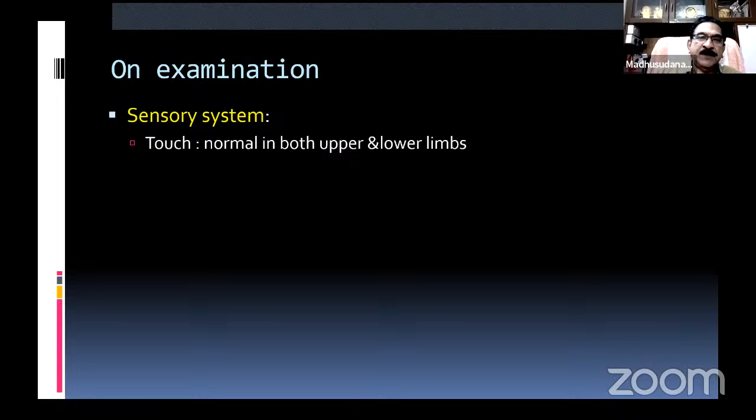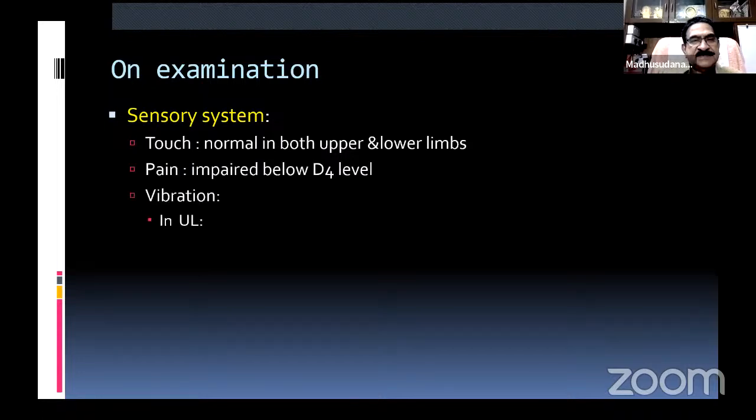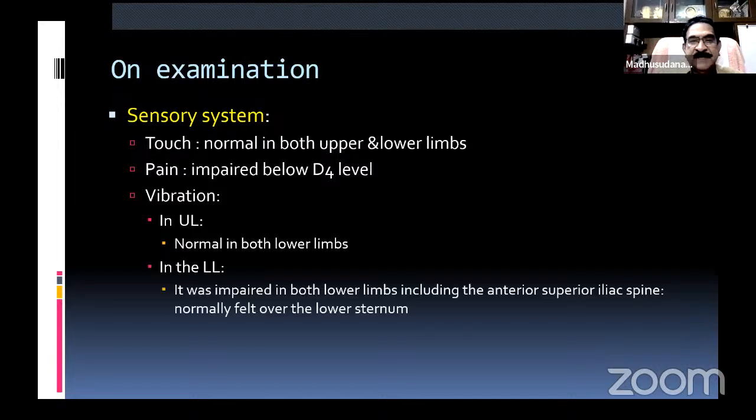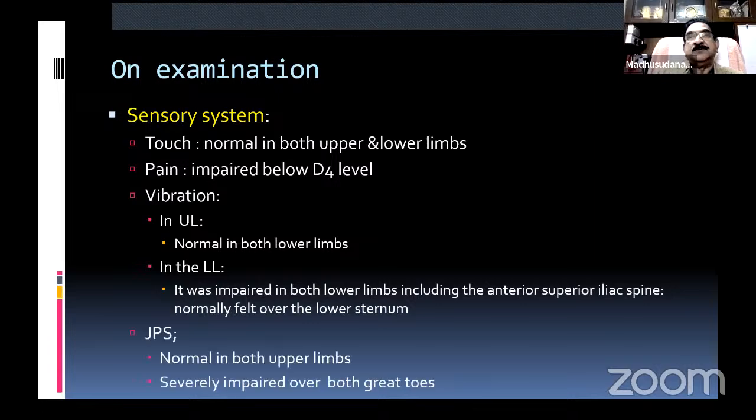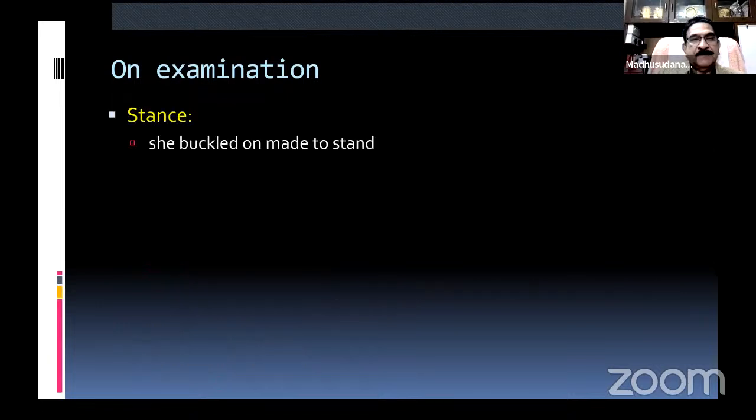Sensation: touch normal in the upper and lower limb. Pain impaired below D4 level. Vibration in the upper limb normal, not the lower limb. I typed it wrongly. In the lower limb, it was impaired in both lower limbs, including the anterior superior iliac spine. Normally felt over the lower sternum. JPS normal in the upper limb, severely impaired over both toes. She was made to stand, she buckled, and gait could not be tested.